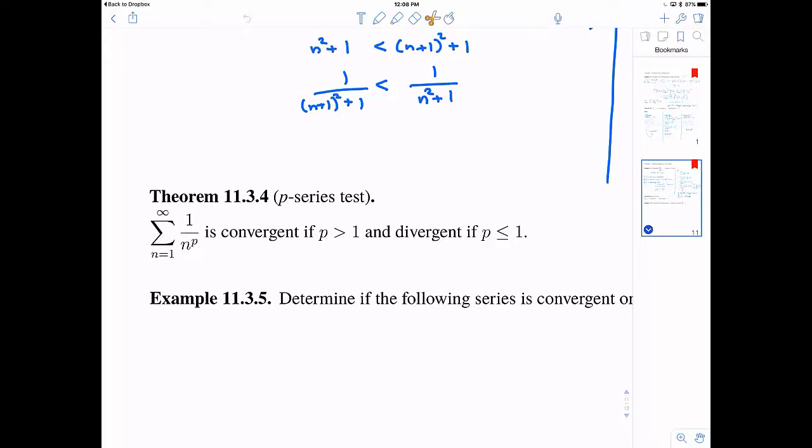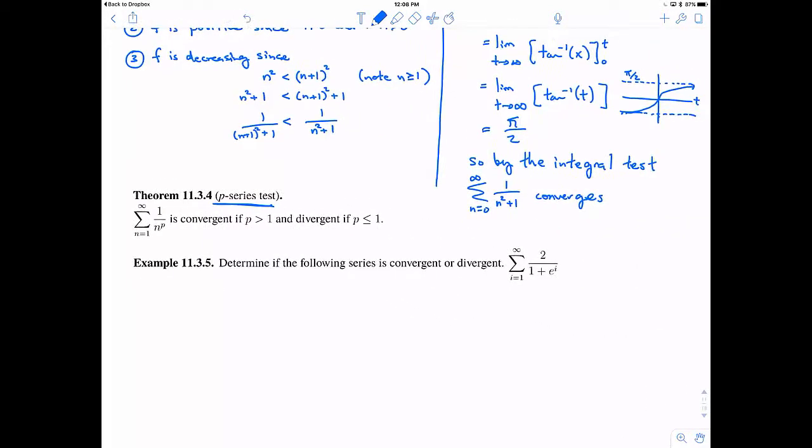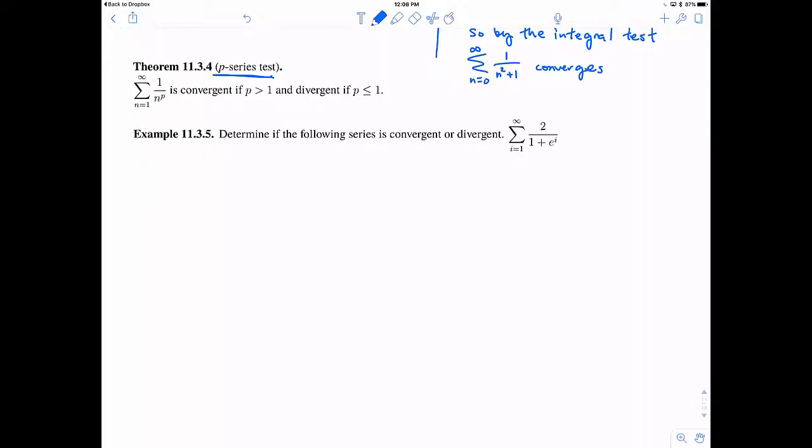Now, this is a named theorem, the p-series test. So I'm expecting that you will memorize this and be able to use it, right? This is part of our arsenal of theorems that we can apply to prove various series converge or diverge. So we will definitely be using this a little bit later. For the time though, let's try to do this example.